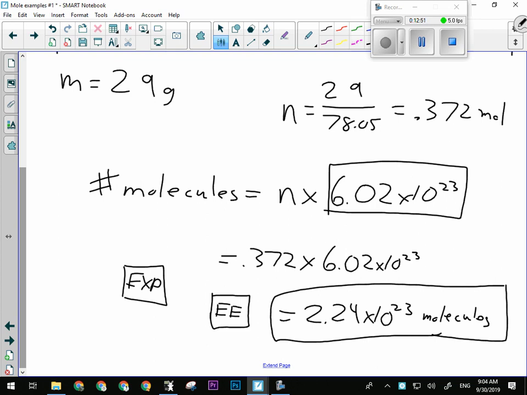Questions on how that one works? Okay. So the last one actually goes the other way. The last example is they tell us the number of molecules and want us to figure out the mass. So the reverse of what we just did. Instead of multiplying by Avogadro's number this time, we'll take the number of molecules and divide by Avogadro's number, and then we'll work backwards to get mass. So it's basically the complete reverse. All right, so here's our last example.